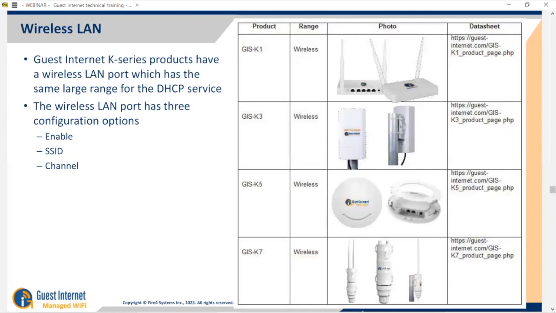The wireless LAN devices also have a page to configure the wireless network, and that's the K1, K3, K5, and K7. And there are three configuration options on that page. One is to enable or disable the wireless. Another one is to change the SSID, which is the name that the wireless broadcasts. And another option is to change the channel setting.